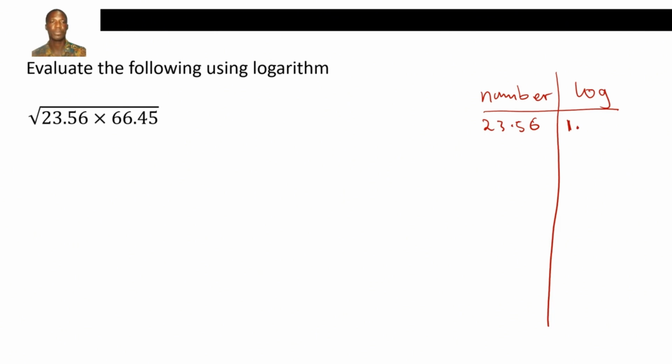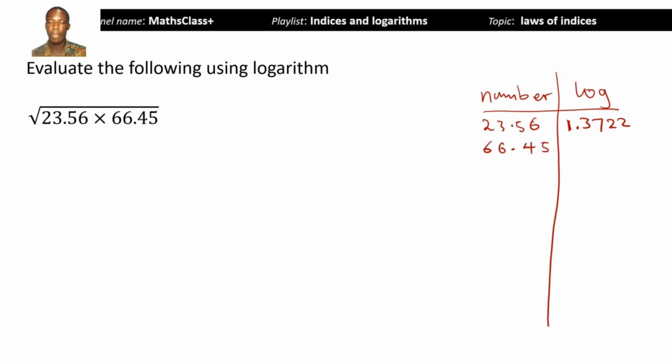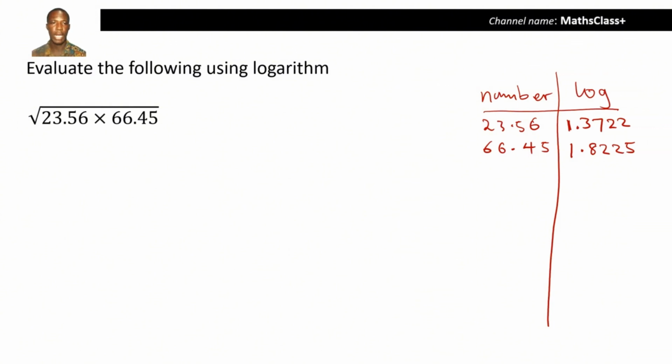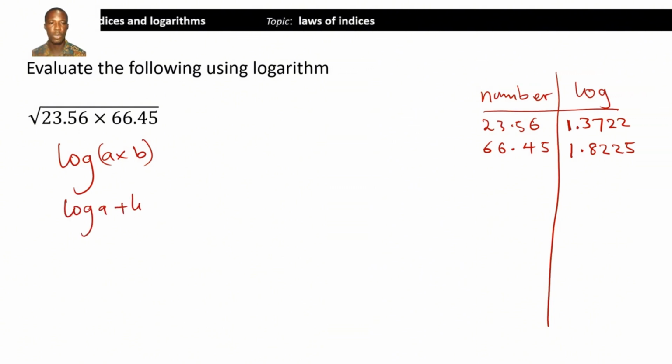The mantissa is going to be 3722. Then we take the second one, which is 66.45. That one, we get 1.8225. So that's what we get. Now, when you look at these two, we realize that they are multiplying. So in logarithm, when a and b are multiplying, we separate them as log a and then we add it to log b.